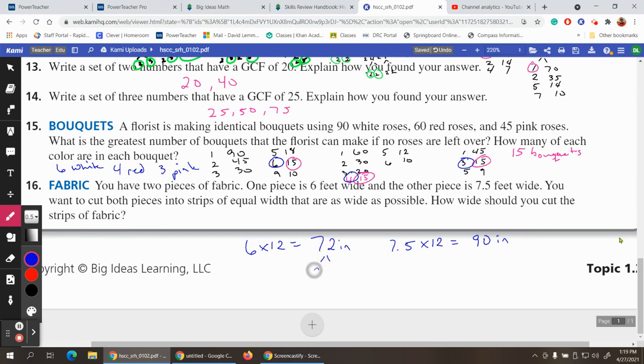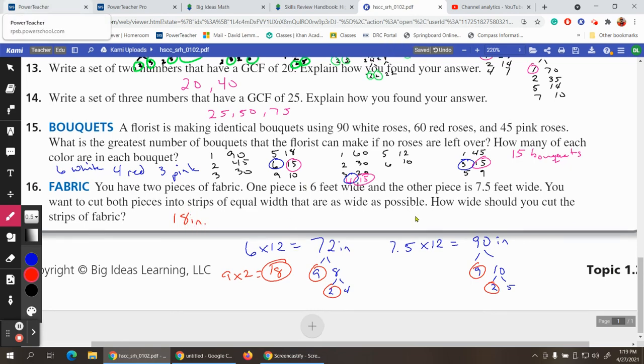Okay, so 72 and 90 inches. I'm going to factor these out. 9 and 8, 9 and 10. Let's see. 9 is a common factor. So this is 2 and 4. This would be 2 and 5. So they share a 9 and a 2. So 9 times 2 is 18. So it would be 18 inches is what the strips of fabric would be.